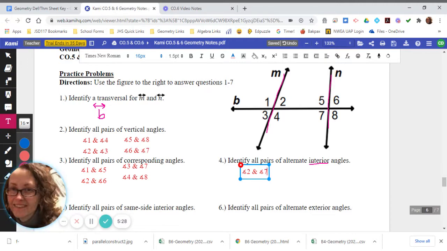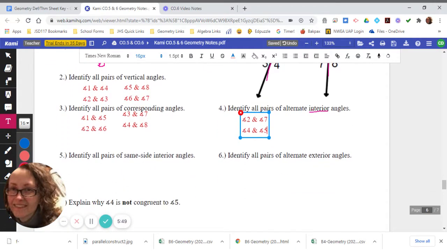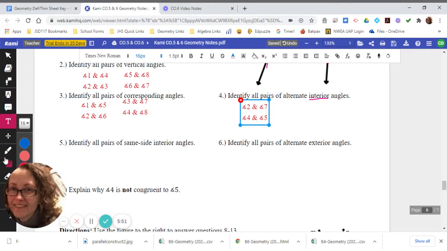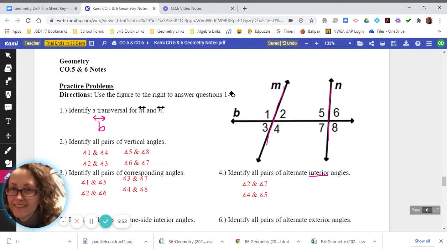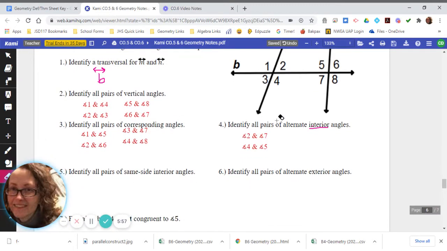Now I encourage you to pause the video and see if you can come up with the answer for the one additional alternate interior angle set. And that is going to be angle 4 and angle 5. So again, let's go ahead and erase up here so that we can start with a clean slate.